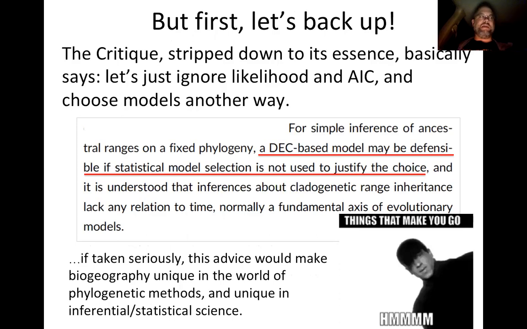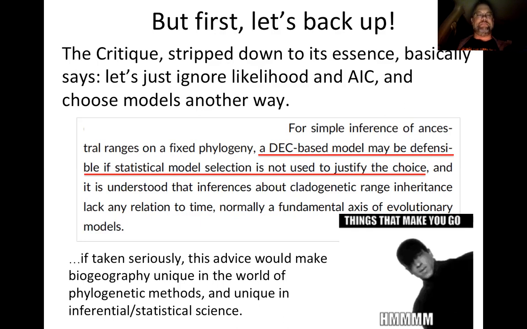I think this critique got way more attention than it should have, actually. I think maybe people should have stepped back and thought a little bit more before accepting the advice of the critique. And it's just based on basic principles of statistical model comparison. They say a DEC-based model may be defensible if statistical model selection is not used to justify the choice. And I think everyone should have said, what's going on there?